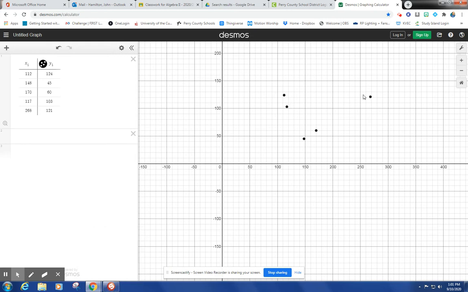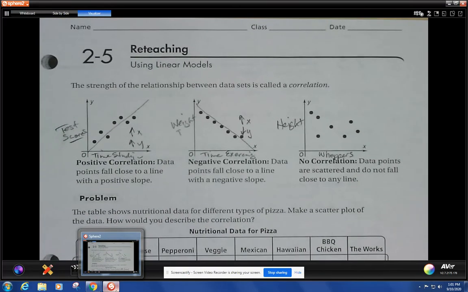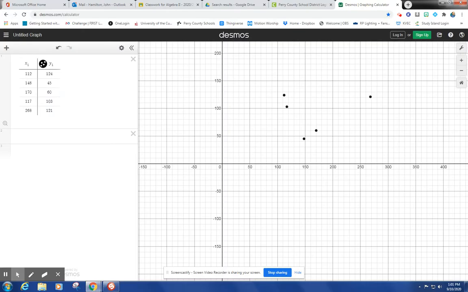So again, take a mental image of the graph right now, and then let's go back to what we looked at before, the different types of correlation. So is it a positive correlation, a negative correlation, or no correlation at all? Well, looking back at our graph one last time, you see that there's really no correlation at all. The data points are all over the place. So we can conclusively say that there is not really a correlation or connection between calories.